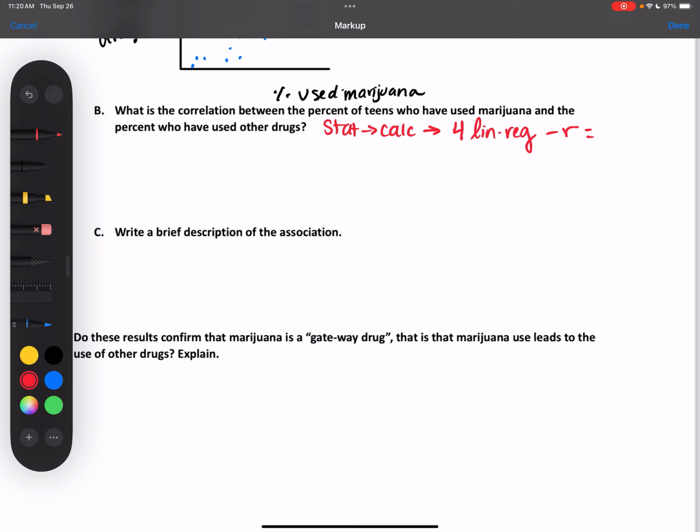Now you're going to notice that down here we have an r squared and an r value. We need the r squared value. It's not the number that I have on my paper, mine's a little different. What is yours? 0.8725.